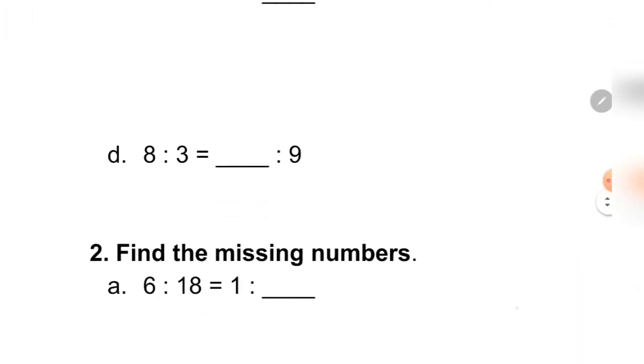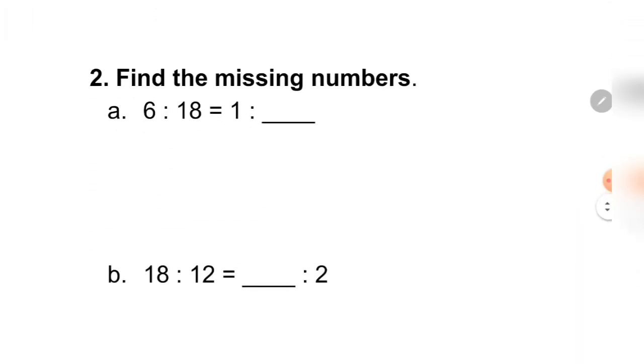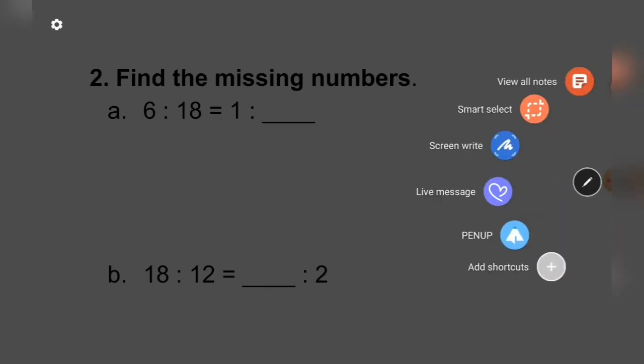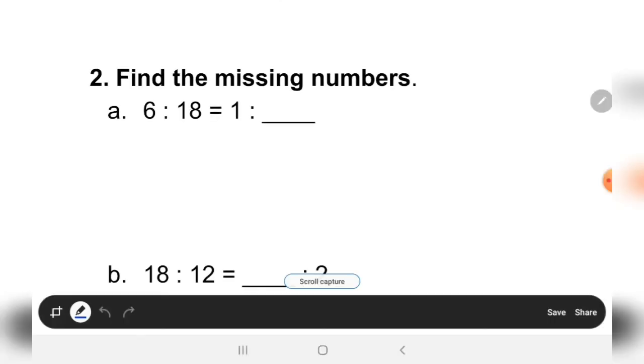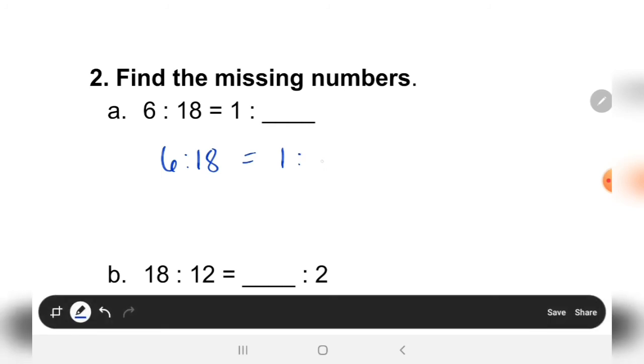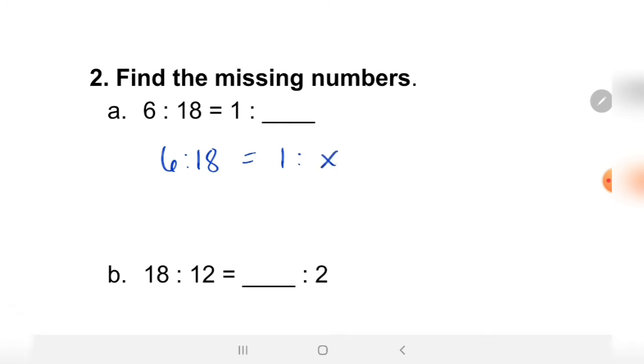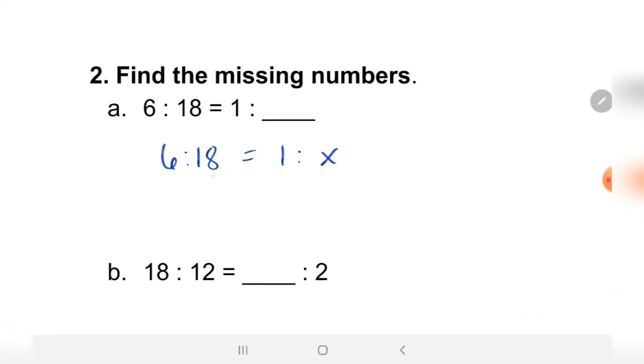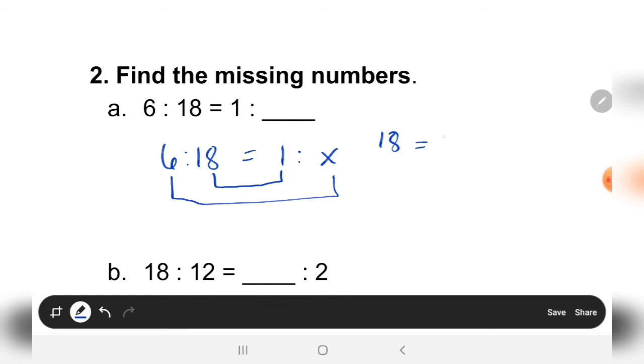Okay, next, find the missing number. They're still the same, but I will show you another method, like in here. 6 to 18 equals 1 to 2. We don't know, or we can have that as x because we don't know. Now we will multiply the means, that is 18, right? So that would be 18 equals 6 times x, our extreme, and that is 6x.